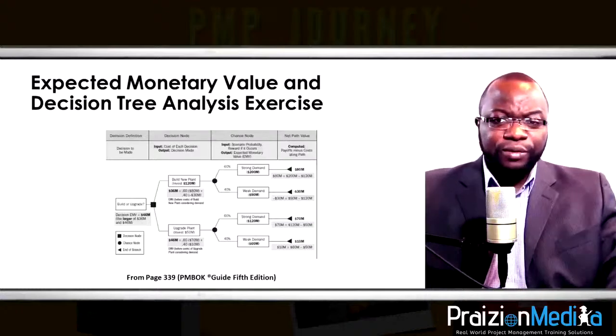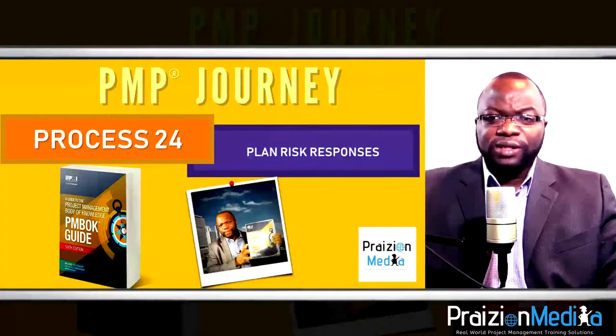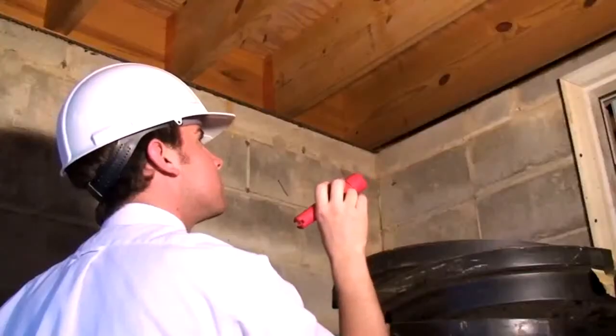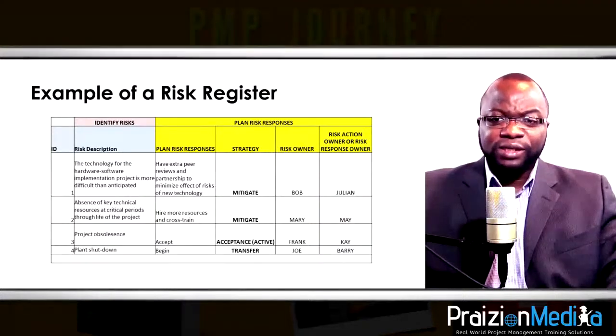Process 24, plan risk responses. In this process, this is where the project manager and stakeholders plan responses to the risks that have been identified.